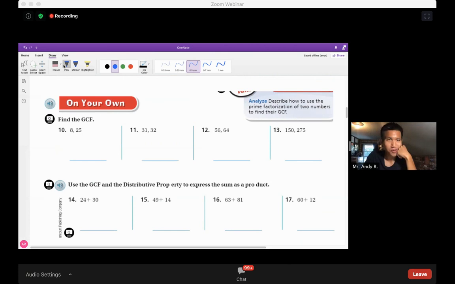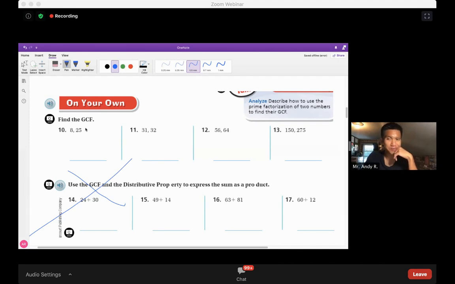And no, we're not going to let the distributive property. Okay. My obsessive Minecraft players.